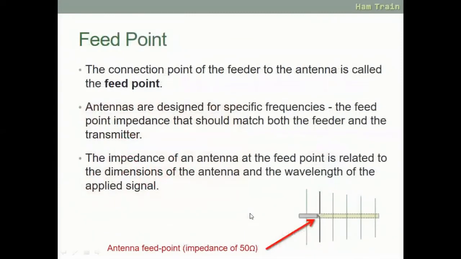The connection point of the feeder to the antenna is called the feed point. Antennas are designed for specific frequencies, and the feed point impedance should match both the feeder and the transmitter. The impedance of an antenna at the feed point is related to the dimensions of the antenna and the wavelength of the applied signal. In amateur radio, the feed point impedance is nearly always 50 ohms.